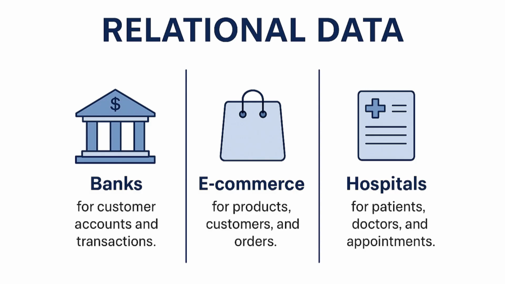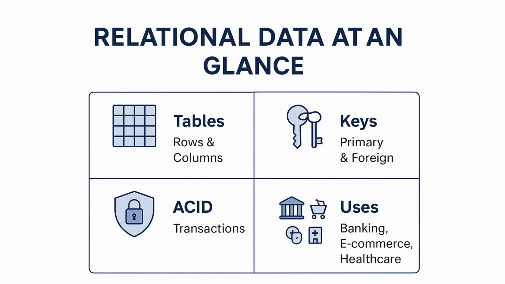Let's quickly summarize. Relational data is stored in tables with rows and columns. It uses primary keys and foreign keys to connect tables. It follows a schema and supports ACID transactions for reliability. It is widely used in banking, e-commerce, and healthcare systems.